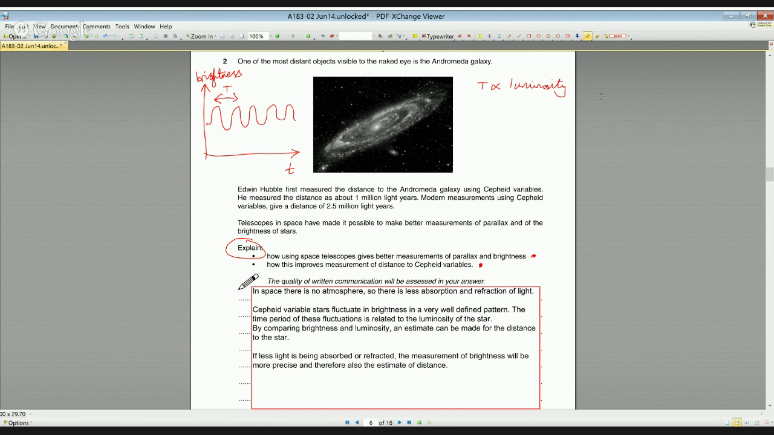If you think of an analogy here, you could have a 100-watt light bulb 100 meters away from you and a 100-watt light bulb 200 meters away from you. They both have the same luminosity. They're both outputting the same amount of light, but one will appear less bright because it's further away. So by knowing how bright something appears and how luminous it is, and applying some maths to this, you can estimate how far away something is.